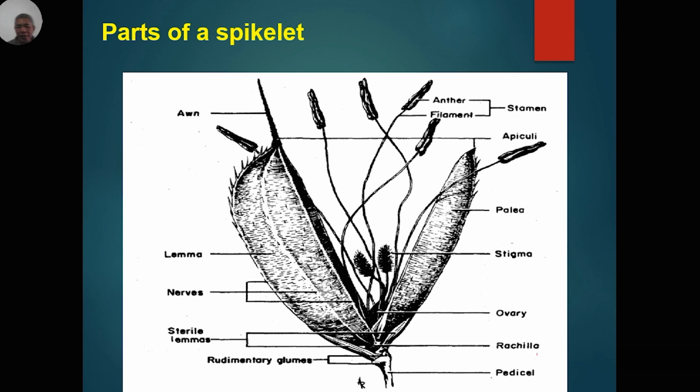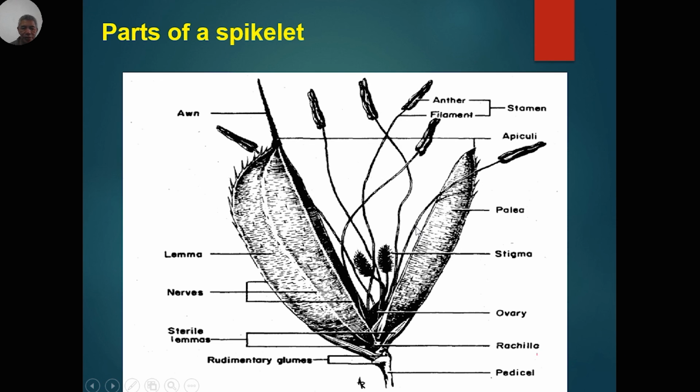Okay, so this is how the spikelet or grain of rice is being formed through the process of pollination and fertilization.